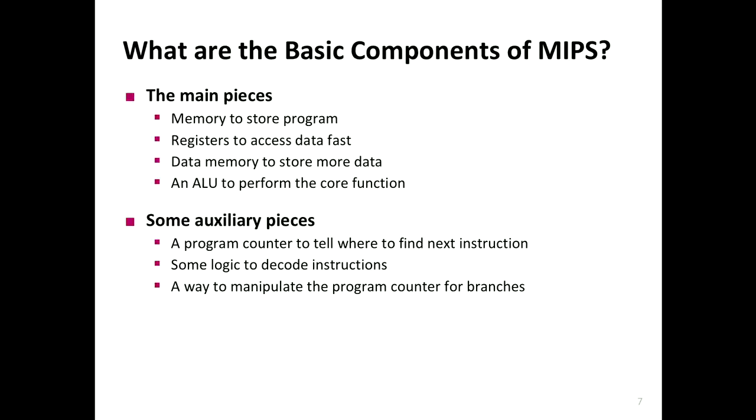And we also need a way in which we can manipulate this program counter if we encounter a branch operation. Typically, you have one instruction in the instruction memory, as I mentioned last week. You jump by 4 because of the type of memory. And sometimes you don't have to simply jump by 4 because you encounter a branch operation. You have to calculate a completely different address. So you need some logic for manipulating the program counter for branches. So these are the main components, the basic components of MIPS.